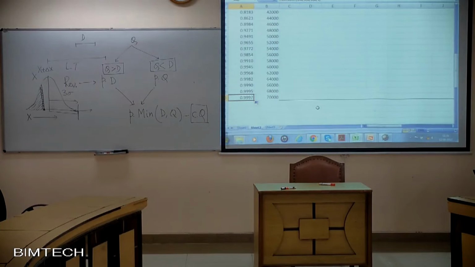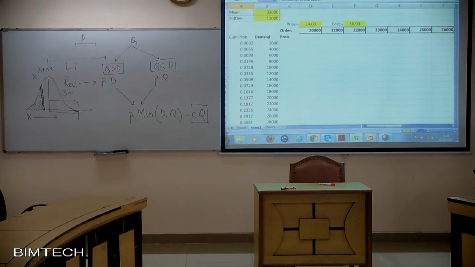And like I said, this probability is very, very low. What do we do next? Very simple. I do the discretization of the cumulative probability. So I make this equal to the first value. Okay, so this is like saying the demand 2000 is actually covering the range 0 to 2000, and therefore we are saying that there is a probability 0.0032 of this happening.